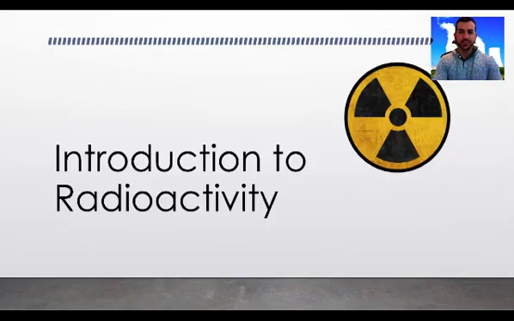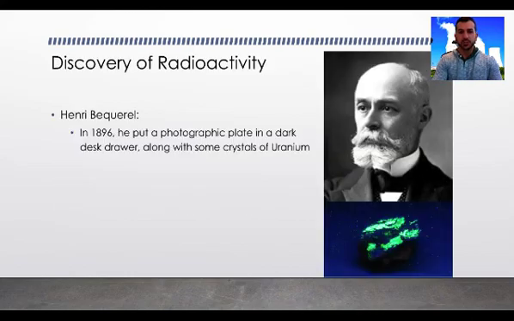Alright guys, in this note section, we're going to start our introduction into radioactivity, how it was discovered, who are some major components of its discovery, and along with the different particles that are involved with radiation. So first off, we're going to talk about the discovery of radioactivity and primarily focus on two people. The first guy is a French scientist by the name of Henri Becquerel, and in 1896, what he ended up doing was putting a photographic plate in a dark desk drawer that also had some crystals of uranium, and this was completely done by accident.